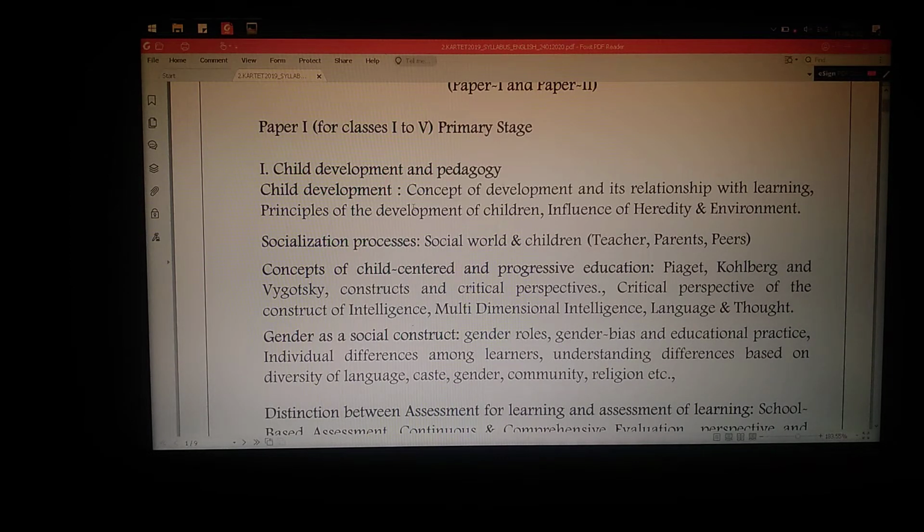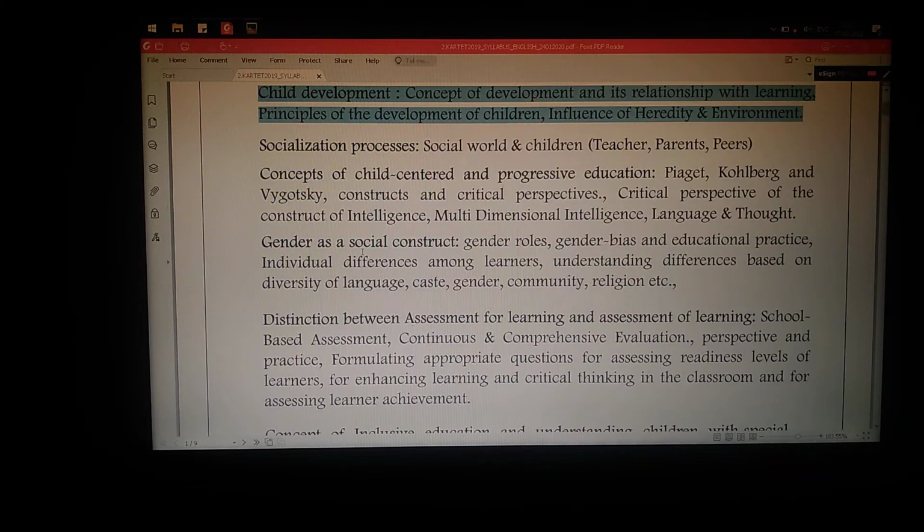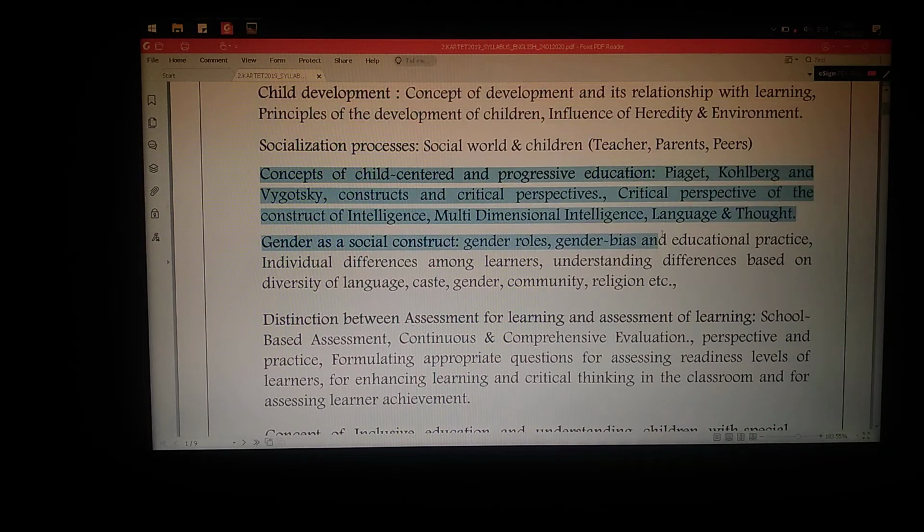Child development: the concept of development and its relationship with the learning environment. Next is the socialization process, about Vygotsky's socialization. Next is the concept of child-centered progressive education, Piaget's and Kohlberg's theories, and Vygotsky's constructivist critical perspective, the construct of intelligence, multidimensional intelligence, language, and thought.